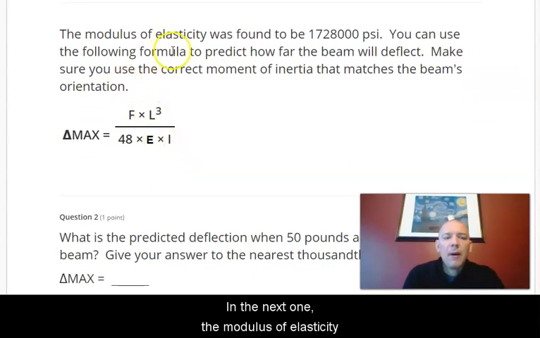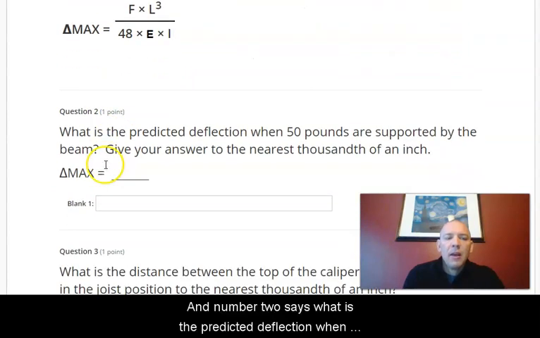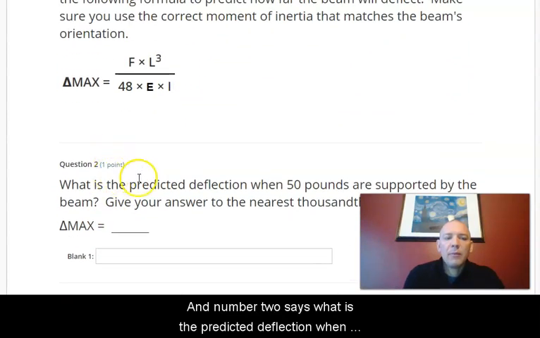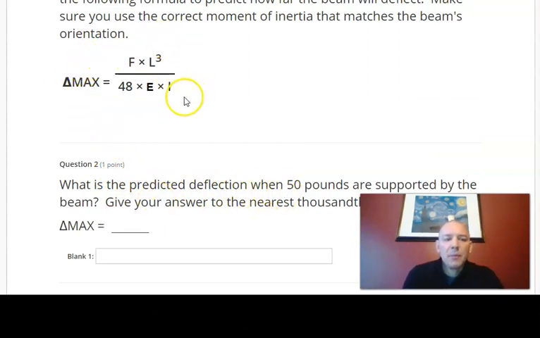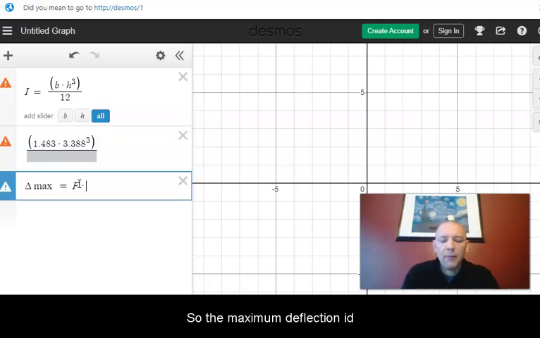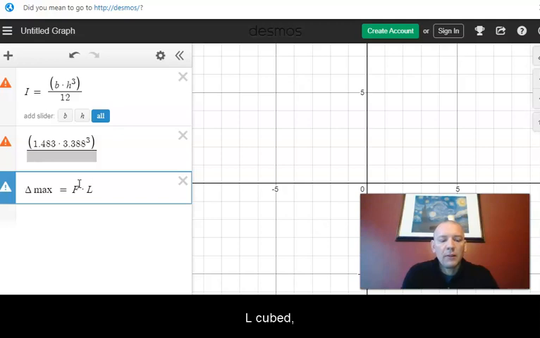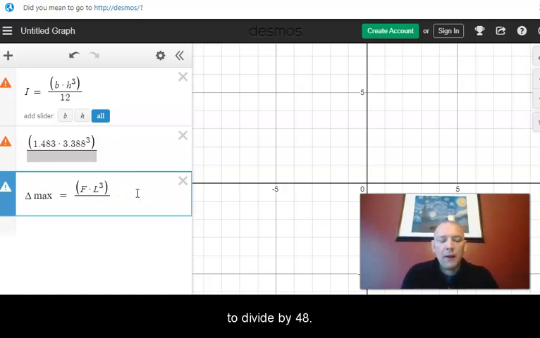The next one, the modulus of elasticity, is given to us. They also give us the formula we can use for beam deflection. And number 2 says, what is the predicted deflection when 50 pounds are supported by the beam? So we're going to use this equation and put it into decimals. So the maximum deflection is F L cubed, and then we'll use those parentheses again to divide by 48.